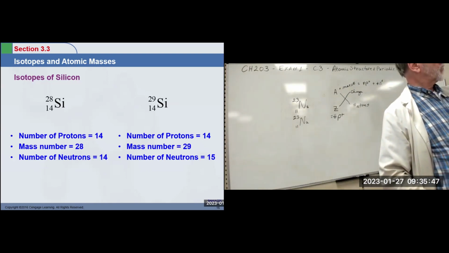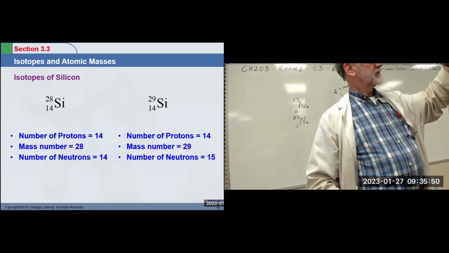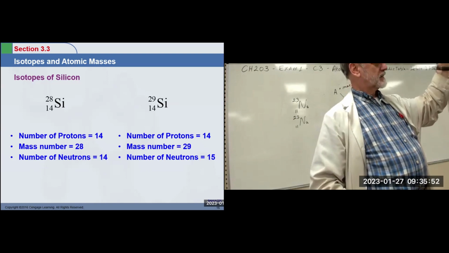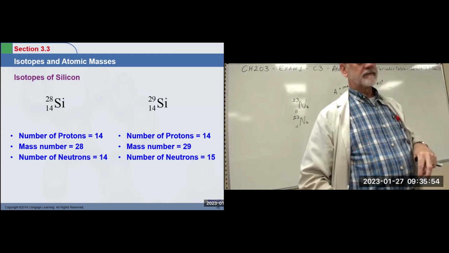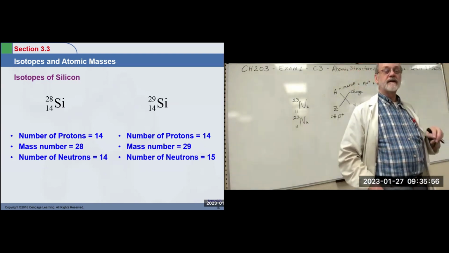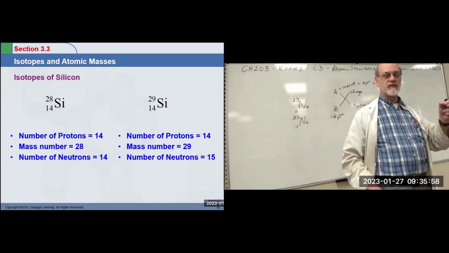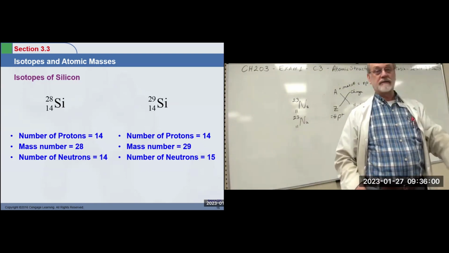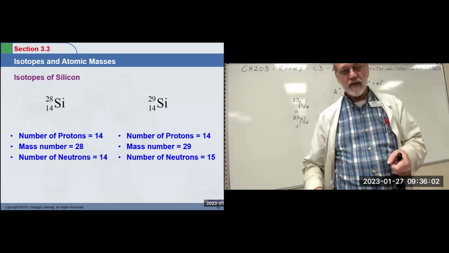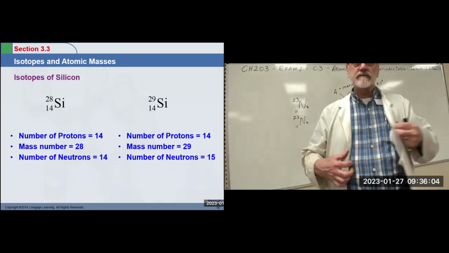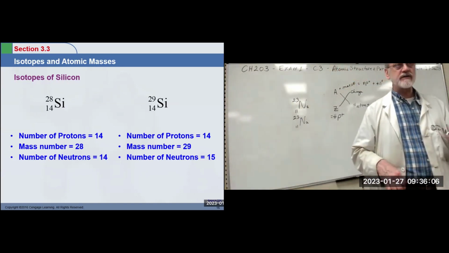5 rows down, 5 columns to the left, down below carbon. Yes, 14 is its atomic number, which is the number of protons. We know that's silicon. But silicon, as most elements do, can exist in different isotopic forms.